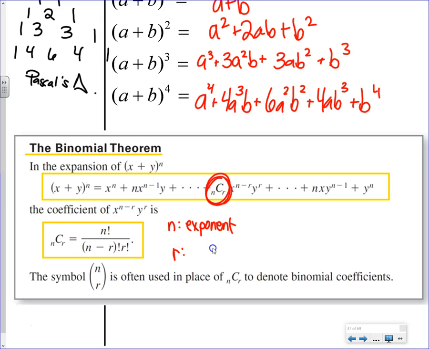Ooh, this one's a little bit harder. n is the exponent, and r, where do you see r? n minus r, y to the r.